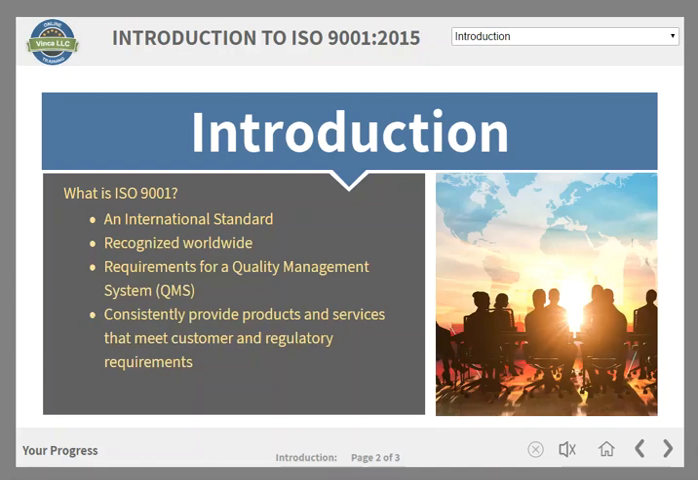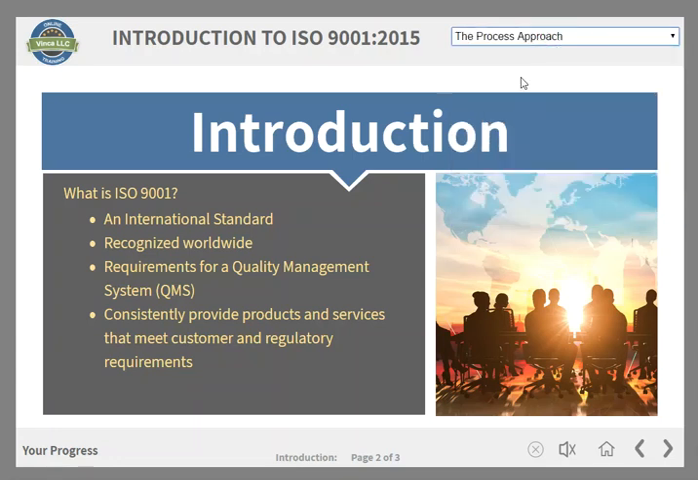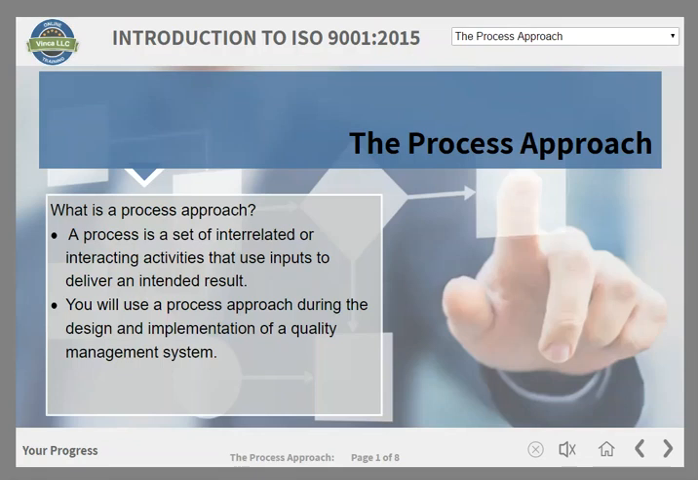We will start off with a brief introduction to ISO 9001 to make you familiar with the standard. To understand the 2015 revision of ISO 9001, it's important to understand what a process approach is. According to ISO, a process is a set of interrelated or interacting activities that use inputs to deliver an intended result. The ISO 9001 standard requires a process approach during the design and implementation of a quality management system.